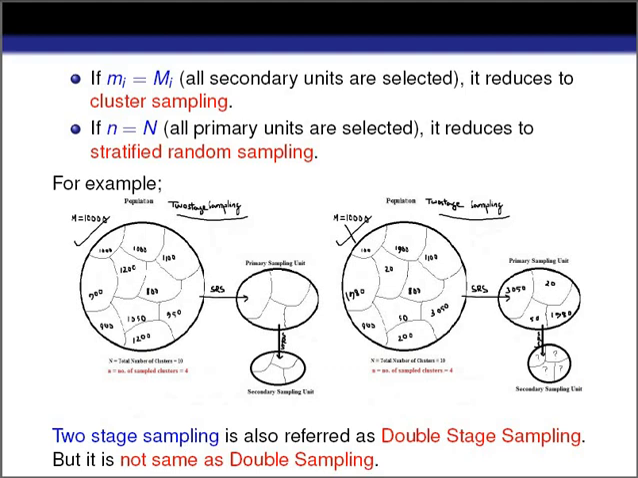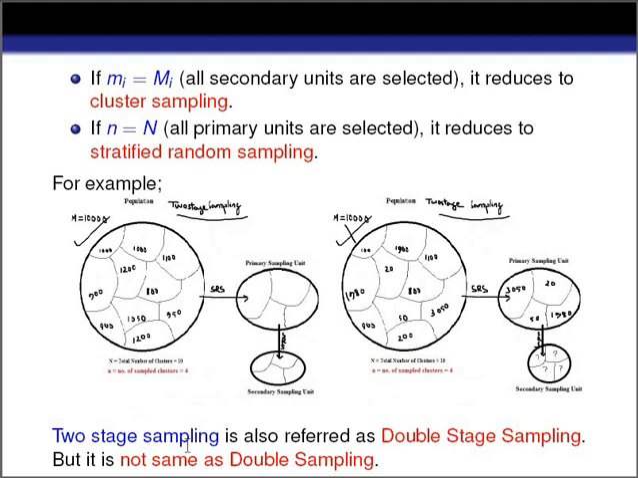In two-stage sampling, what are we doing? We take some clusters by using the technique of simple random sampling, and then after getting the clusters we don't consider all the units of the selected clusters as our sample. Instead, we again use simple random sampling to take samples from each of the selected clusters, and this decides our sample size for the study.